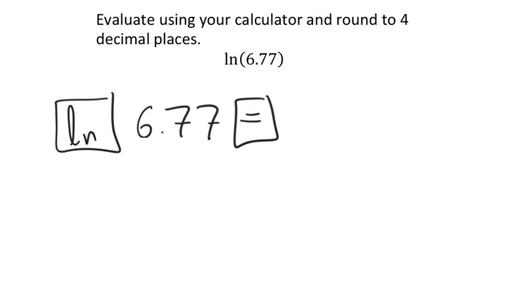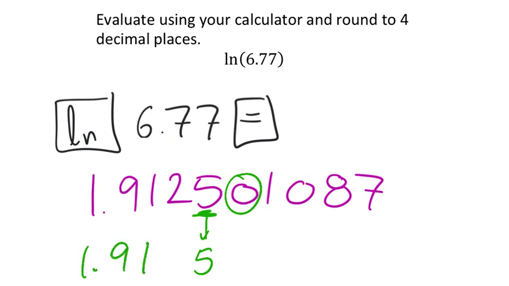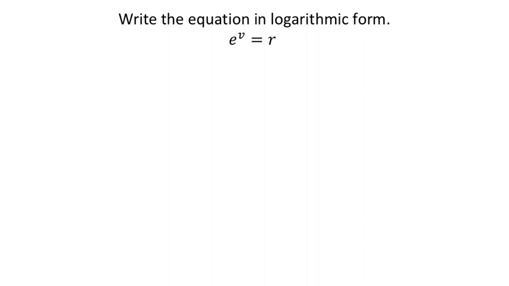Let's see what we get. 6.77 there. So I got 1.9125011087. But it did say round to the nearest 4th decimal place. That's a 5 in the 10,000th place value there. To the right is a 0, so the 5 will stay a 5. And I end up with 1.9125. That's it.